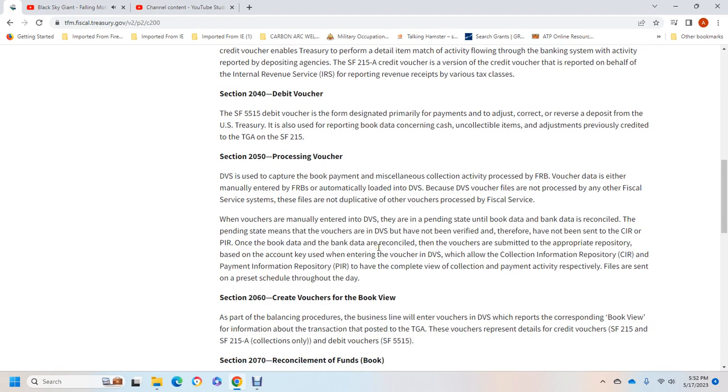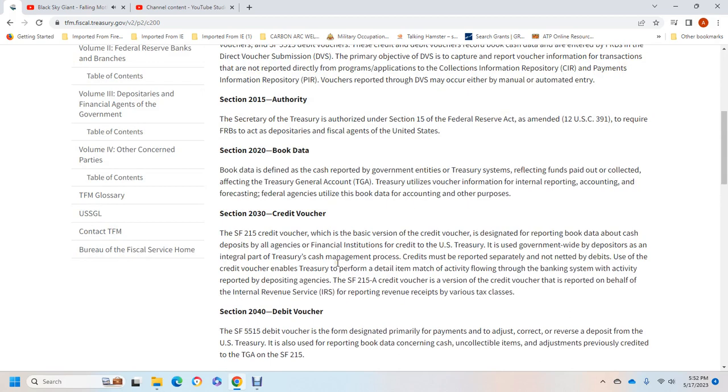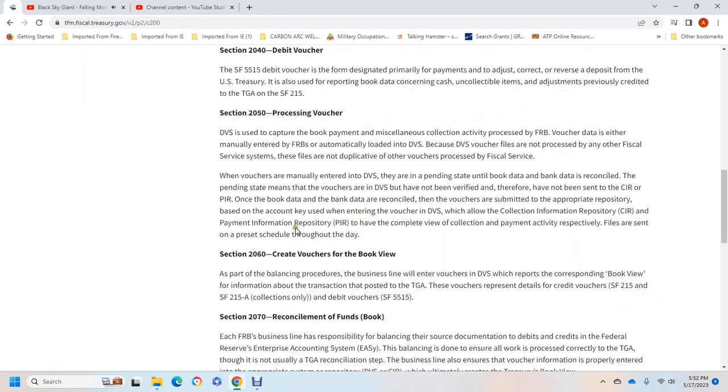Vouchers manually entered into Debit Voucher Submission are in a pending state until the book data and bank data are reconciled. Vouchers in a pending state have not been verified and have not been sent to the Collection Information Repository or the Payment Information Repository. Once the book data and bank data are reconciled, the vouchers are submitted to the appropriate repository based on the account key entered with the Debit Voucher Submission. This allows the Collection Information Repository and Payment Information Repository to have a complete view of the payment activity with the respective files and with the present schedule throughout the day.